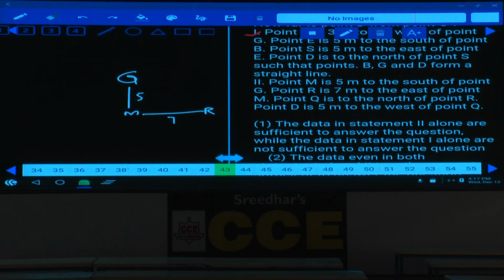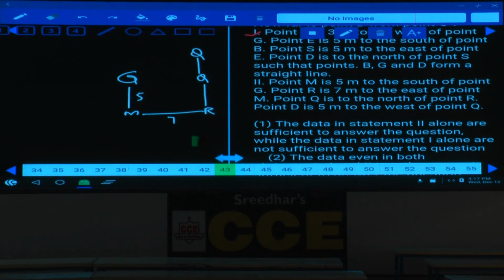Q is to the north of R. D is 5 meters to the west of Q. Now the distance between this Q and R is not given. Maybe Q is at this place, or Q at this place, or Q is beyond that one. Hence that information is not known, hence statement 2 alone is not sufficient.